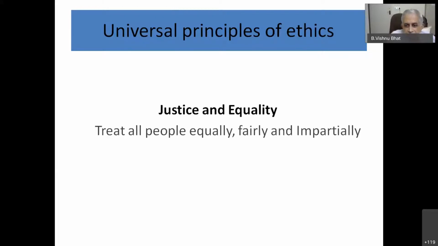Justice and equality. This is very important because everybody is equal under law. So irrespective of the color, caste, creed, and social status, everybody will get equal type of treatment as far as research is concerned. So basically, you have these four principles of universal ethics: autonomy, beneficence, non-maleficence, justice, and equality.